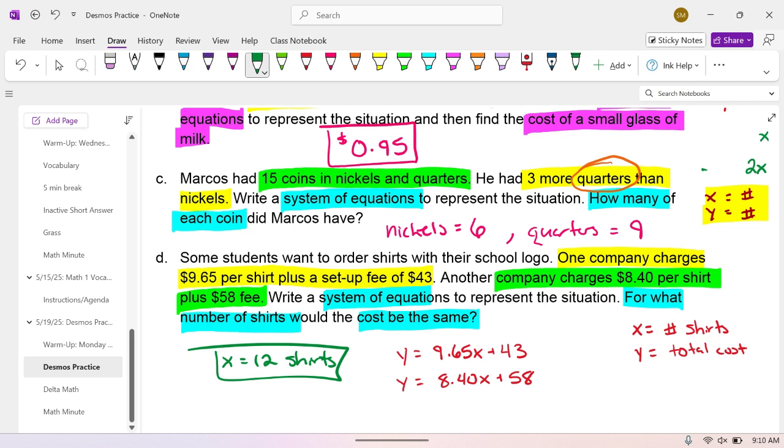Now, the way you set up your equations is however much it costs per shirt, that's what you're multiplying to X. And then the setup fee is just a flat rate, meaning you pay that up front regardless. So the first equation would be y equals 9.65x plus 43, and y equals 8.40x plus 58. Now, when you plot that in Desmos, you should get the point (12, ...). What was the y value? I don't remember the y value off the top of my head, but the x value should have been 12, and that represents 12 shirts.